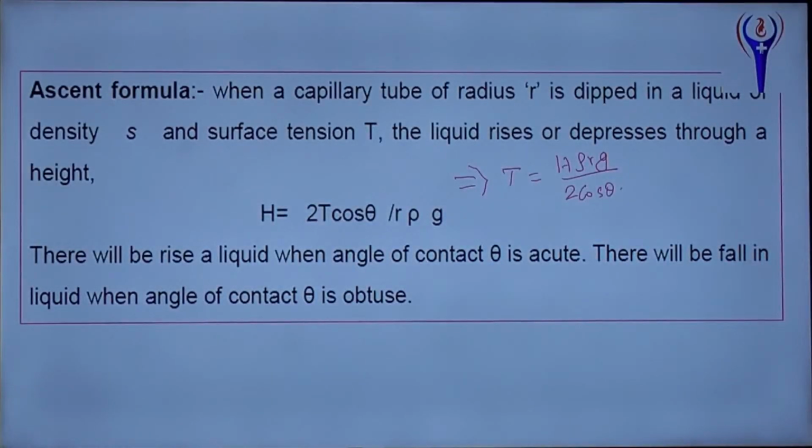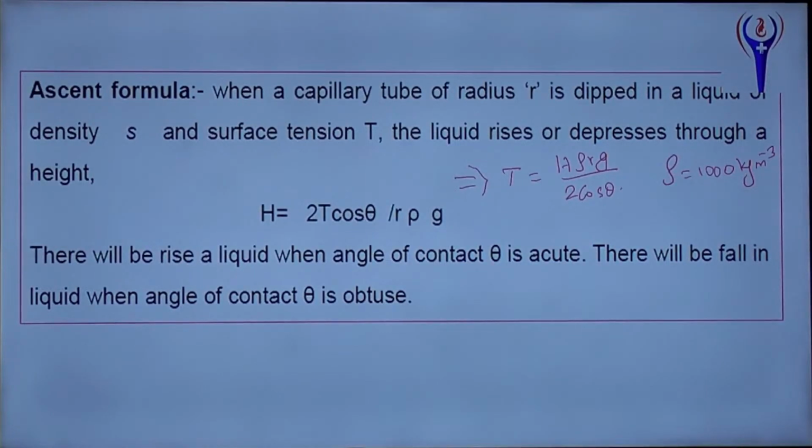Note down this formula: T equal to h rho r g by 2 cos theta. h is the height of the capillary rise, which we can accurately measure using a traveling microscope or vernier microscope. Rho is the density of the liquid. Water will be used, and the density of water is 1000 kilogram per meter cube. r is the radius of the capillary tube, which we can also find using a traveling microscope.